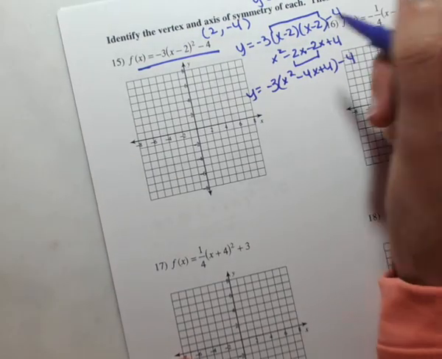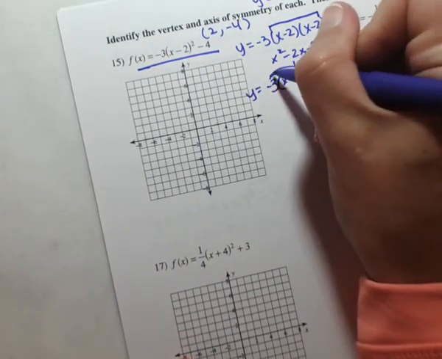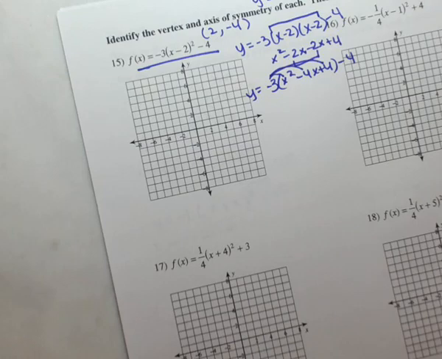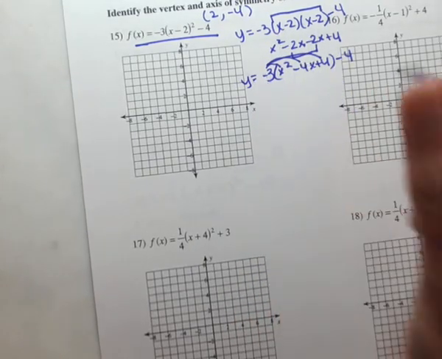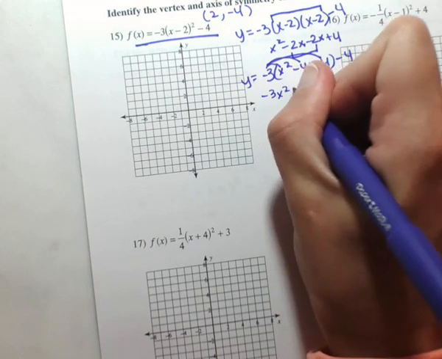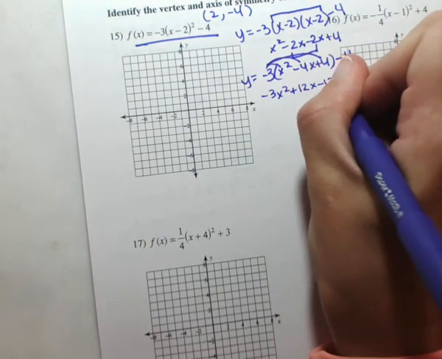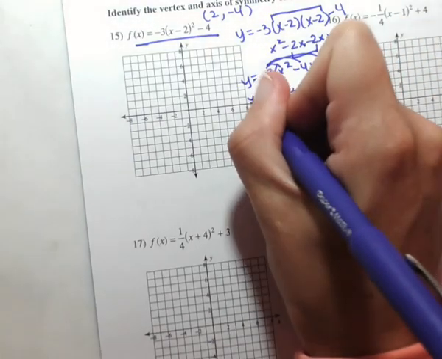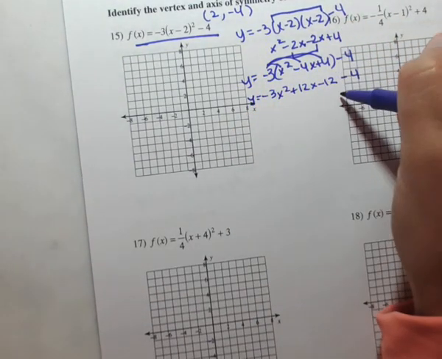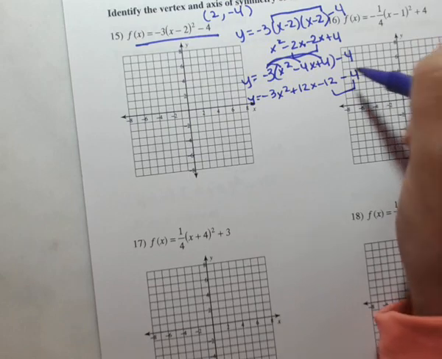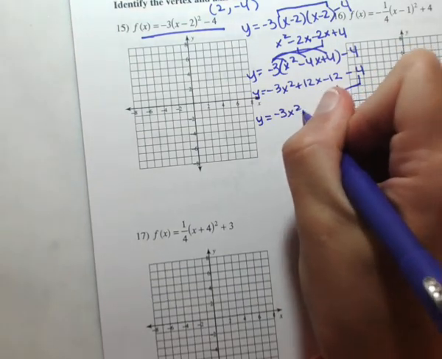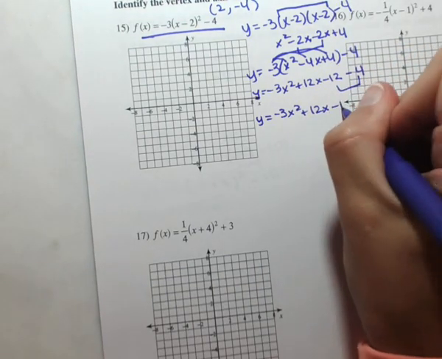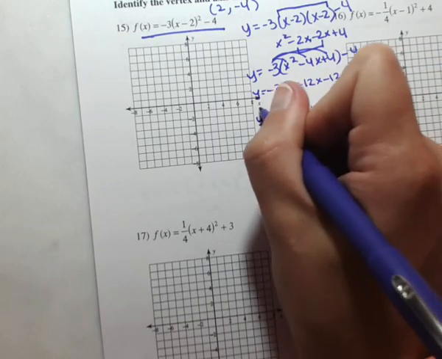So now you're going to distribute the -3, multiply it to all three parts inside of the parentheses. You always go in this order every single time. Always FOIL the parentheses first, then distribute the a value. And then at the very end, your last step is to combine the last two numbers. You'll always do that at the very end. So then you have y equals -3x squared plus 12x minus 16. Here's our standard form equation.